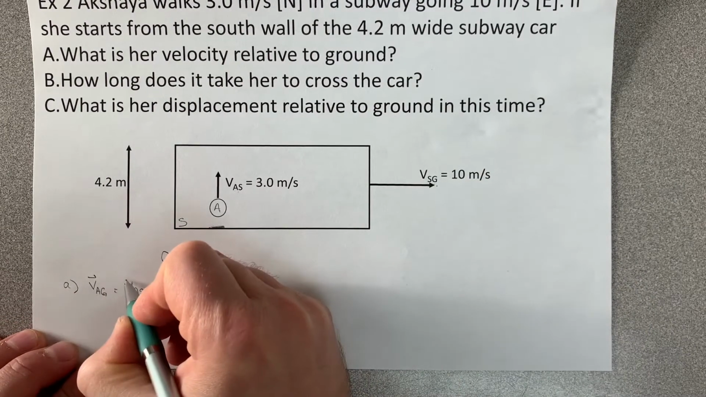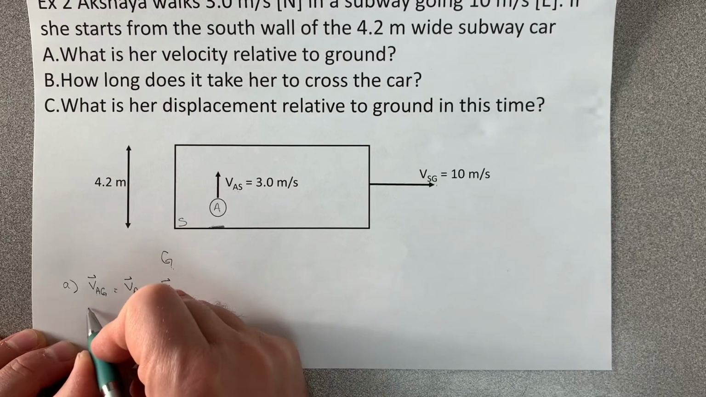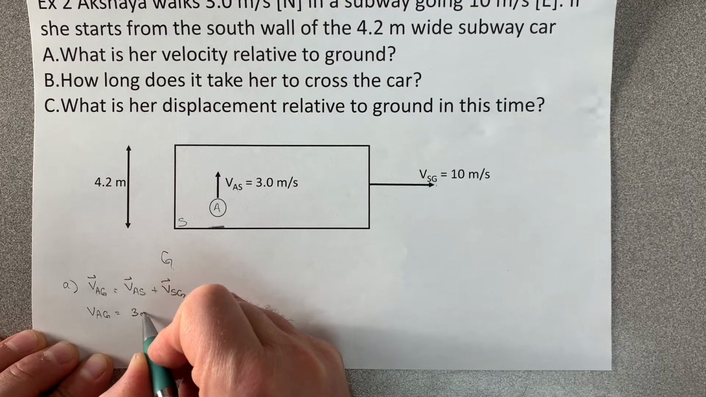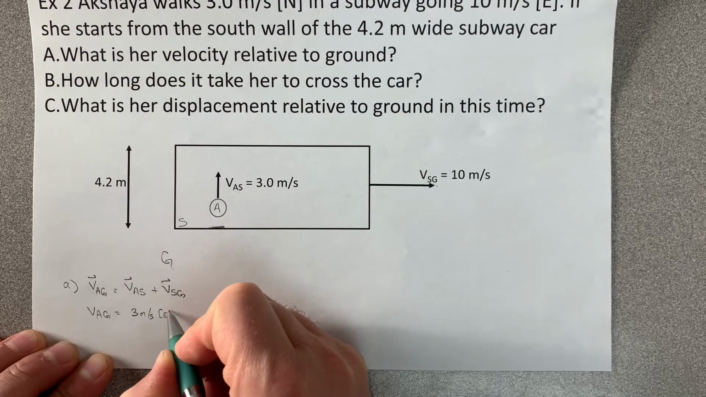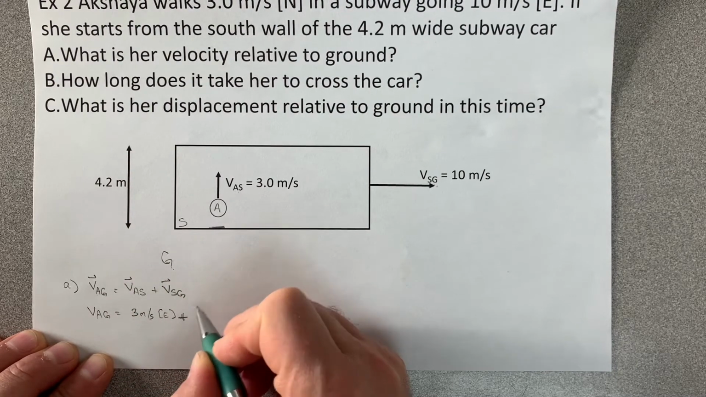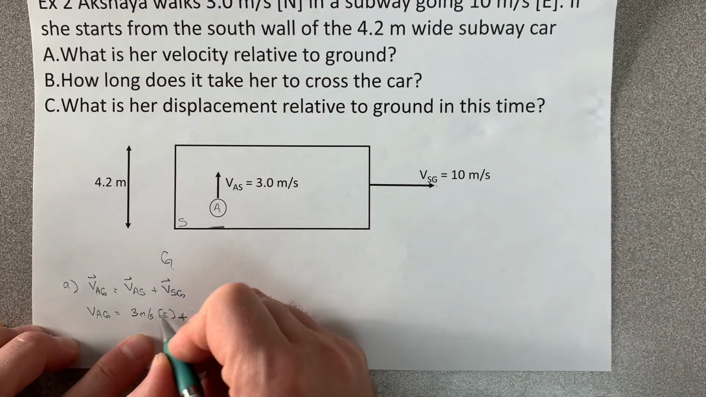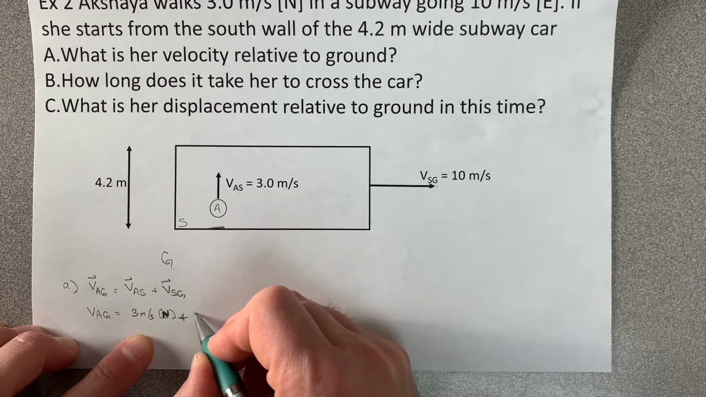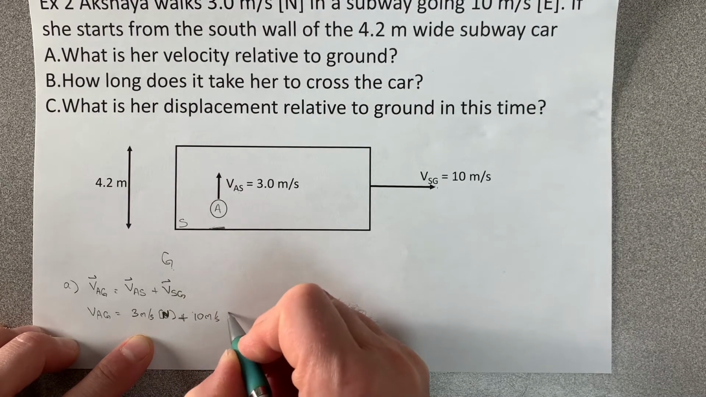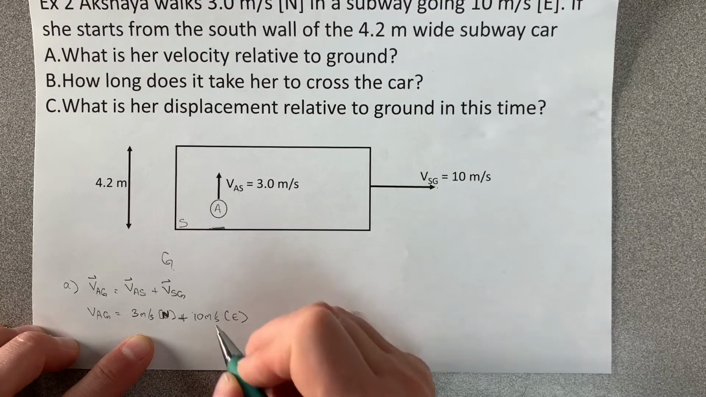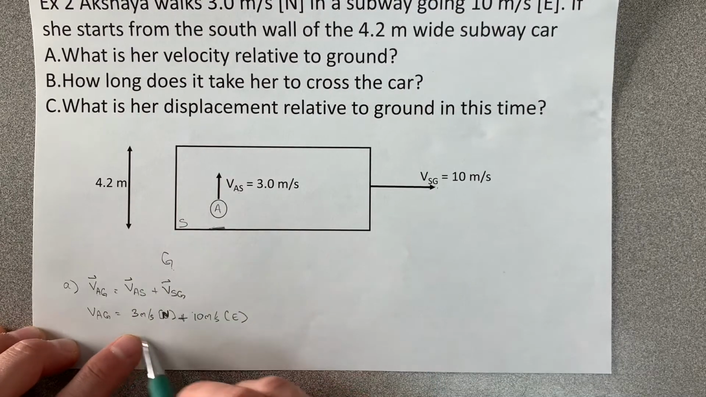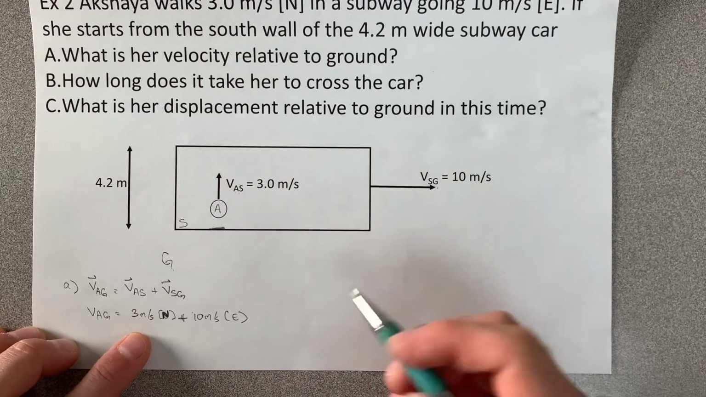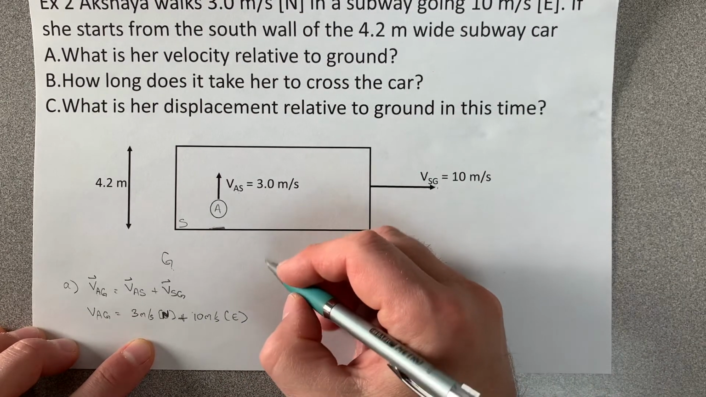Now keep in mind, these are vectors. So you could say VAG is 3 meters per second. Just remember, this one is north. Plus, I'm adding to that 10 meters per second, and this one is east. I do want to add these, but I can't just say it's 3 plus 10 is 13 because these vectors are not in a straight line. They're not linear. That means I'm going to have to redraw this thing.